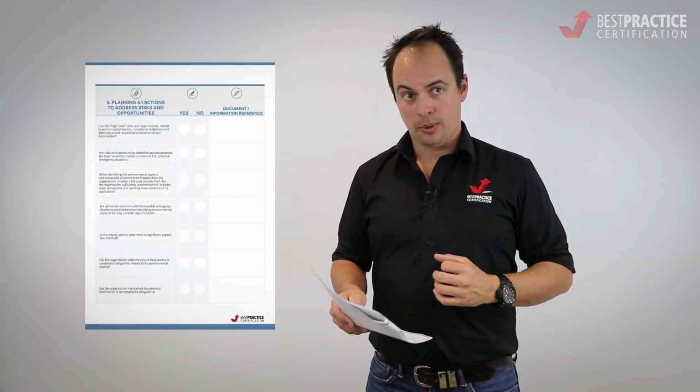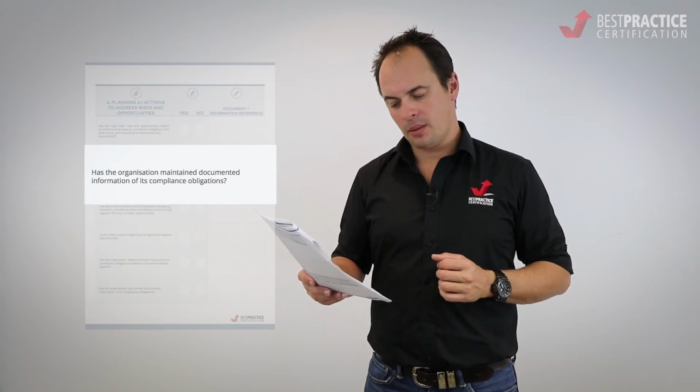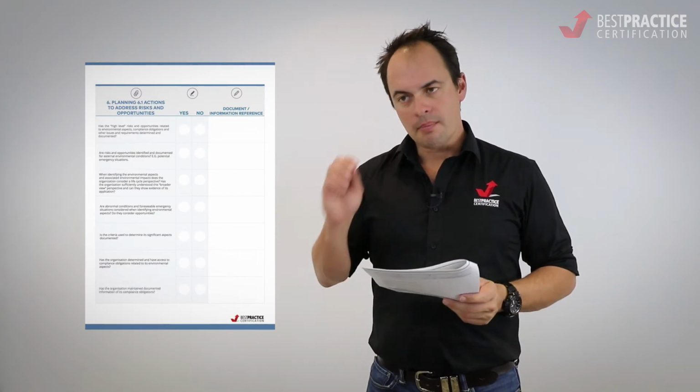And it's a really good, simple way to get yourself started. Has the organisation maintained documented information of its compliance obligations? So it may be that in some of your responsibility statements, in some of your policies, some of your procedures, of methods and techniques that you use to do business, that you actually identify that there may be a specific legal or other requirement or a customer's contractual requirement.